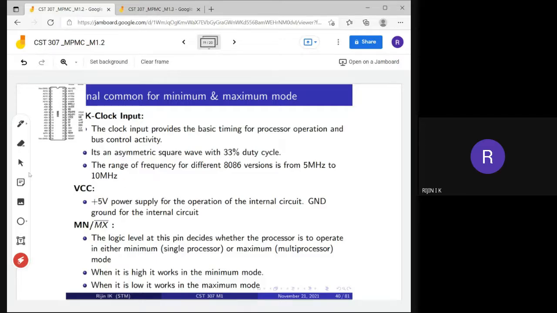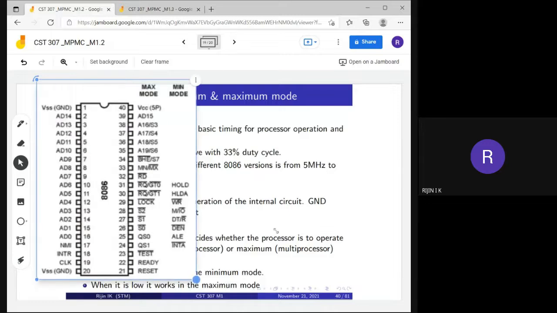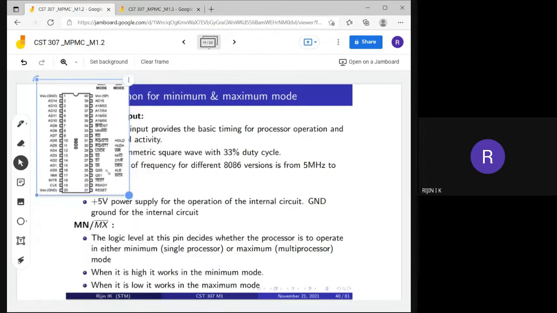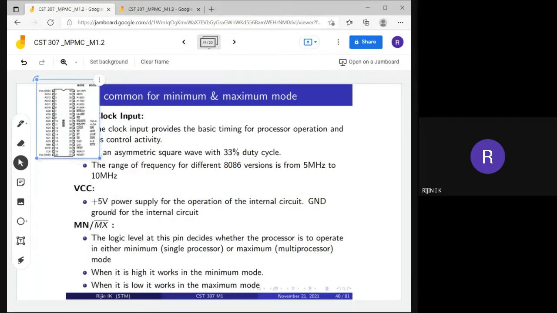Okay, then next one is VCC. VCC pin. This one, VCC, 40th pin. Okay, 40th pin is our VCC. So VCC means plus 5 power supply for the operation of the internal circuit. Plus 5 power supply for the operations of the internal circuit.